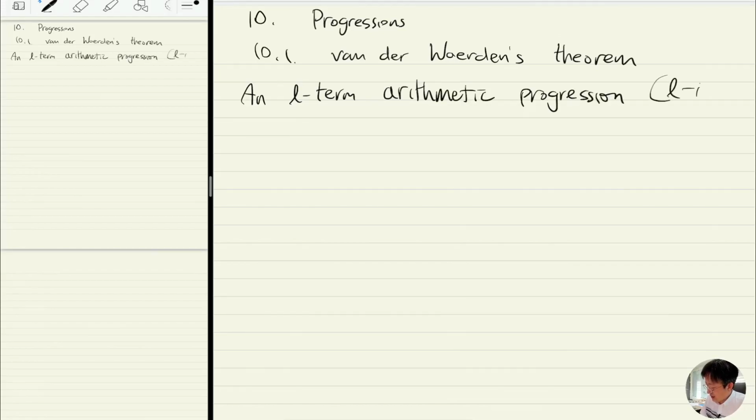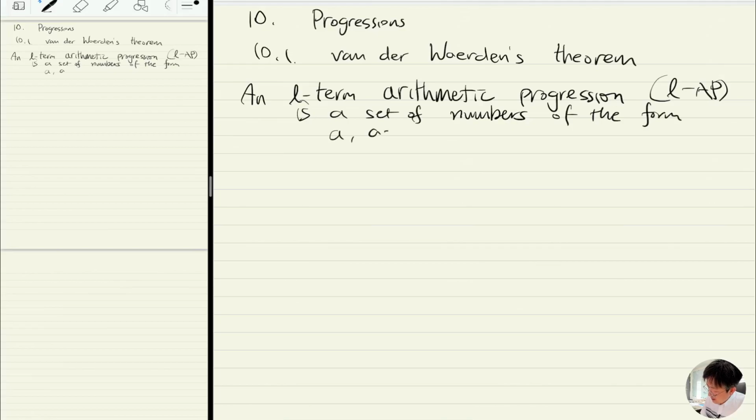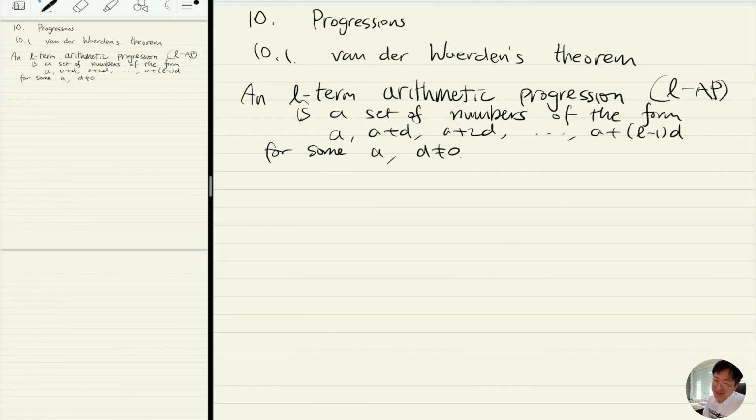Let's write LAP is a set of numbers of the form a plus d, a plus 2d, up to a plus (l minus 1)d for some a and d. D is non-zero, okay, because if d is 0, you have the same numbers all the time. So let's eliminate the case.